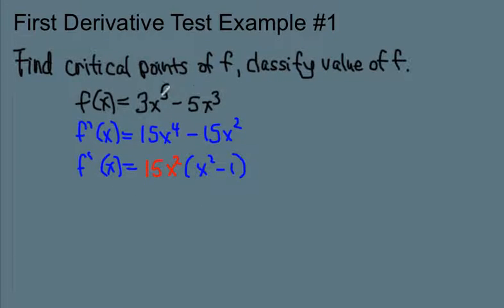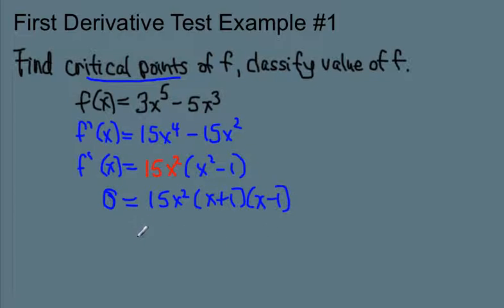Now I know that critical points are going to be where the derivative is either undefined, which it is not, since it is defined for every value of x, or where the derivative equals 0. So I need to set this equal to 0 because there are no undefined points. Then I'm going to write this as 15x squared times x plus 1 times x minus 1.